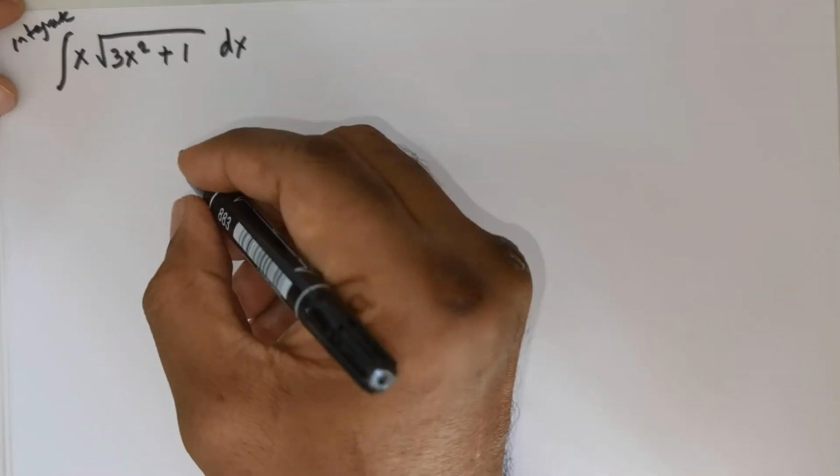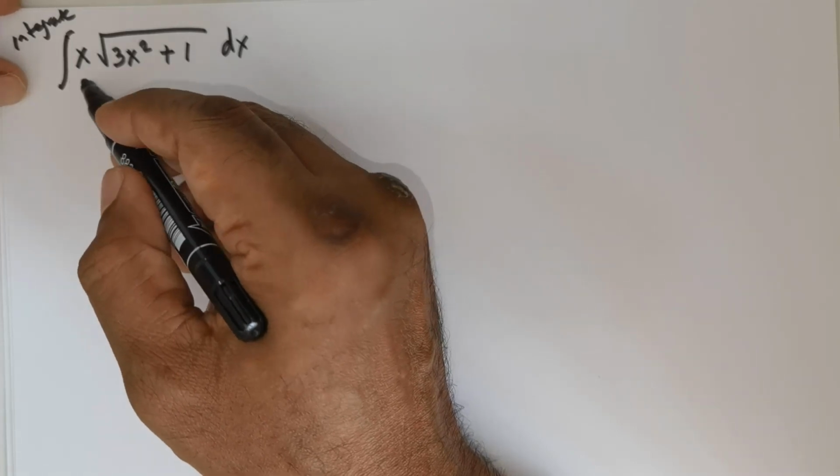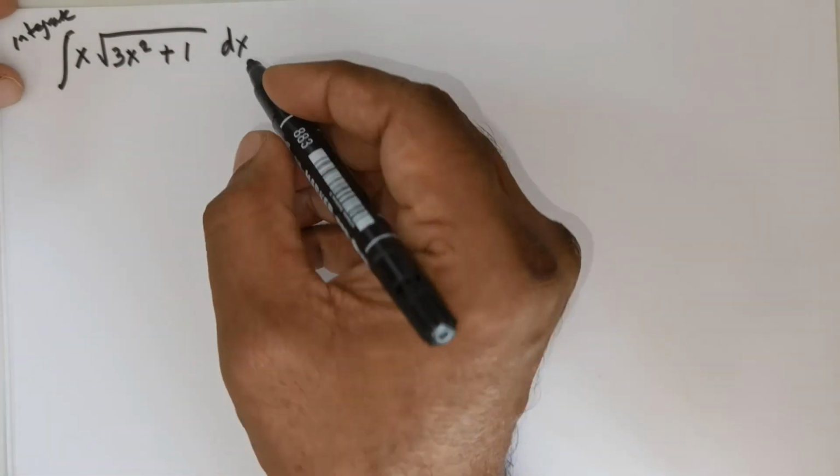Good day everybody, we have an interesting question. We are expected to integrate x times root of 3x squared plus 1, dx.